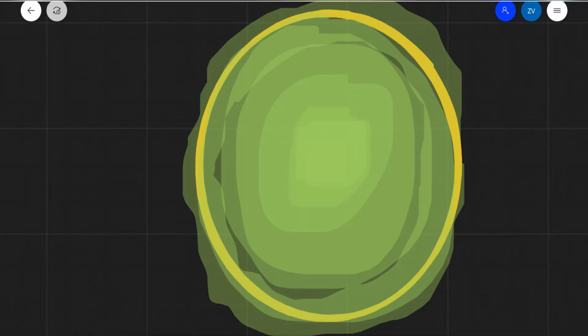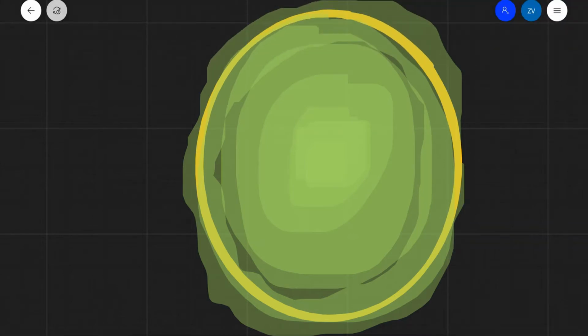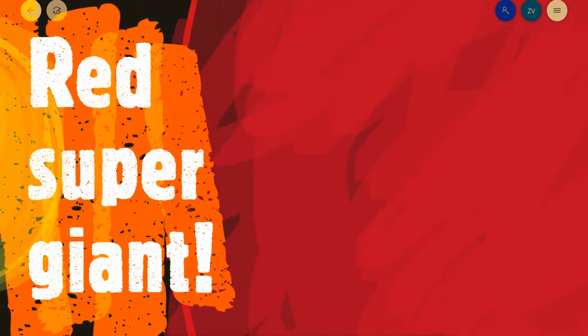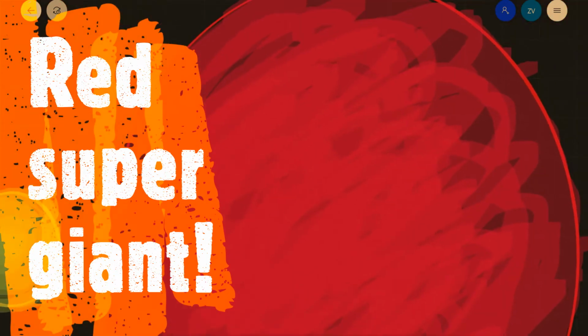Today we are going to be talking about the evolution of a massive star. So if a star has a mass which is considerably larger than our sun, after it uses up all of its hydrogen fuel, it will not turn into just a red giant, but it will turn into a super red giant. Look at the size of this super red giant.